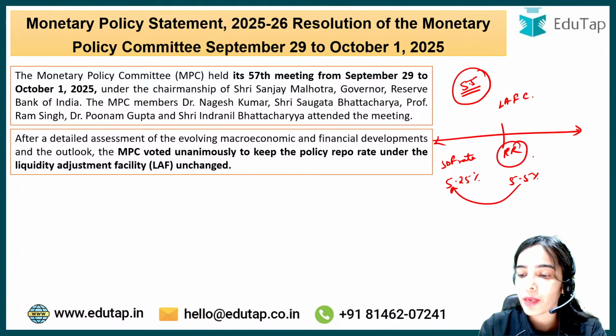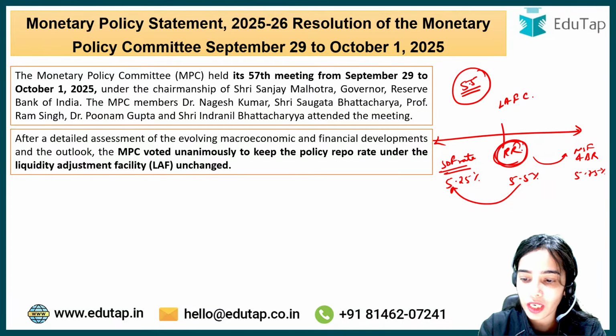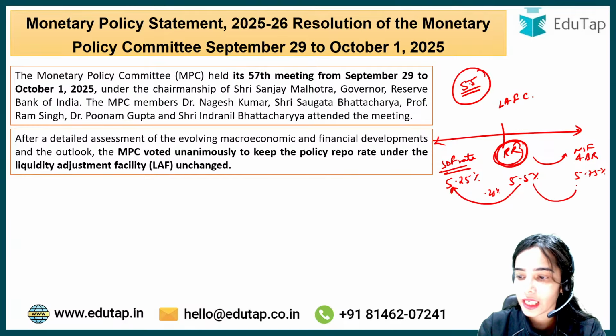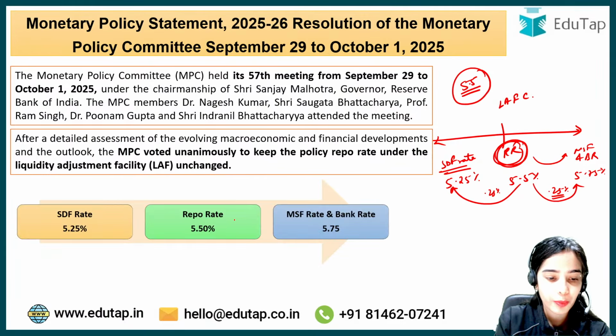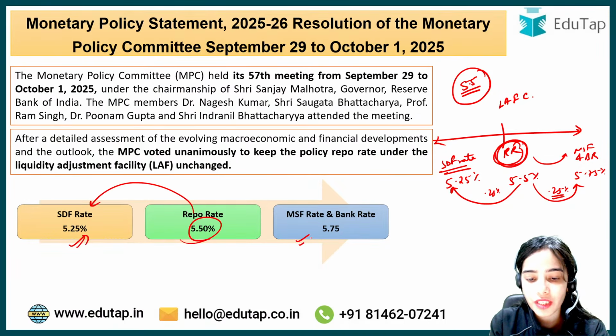Okay, and the MSF rate and the bank rate are at 5.75%, because the SDF rate is less than the repo rate by 0.25% and the MSF rate is higher than the repo rate by 0.25%. So if the repo rate is 5.5%, the SDF rate is 5.25%, and the MSF rate and bank rate are currently 5.75%.